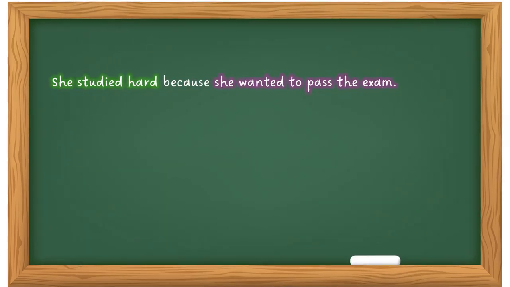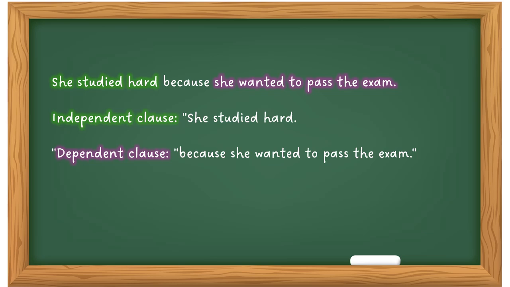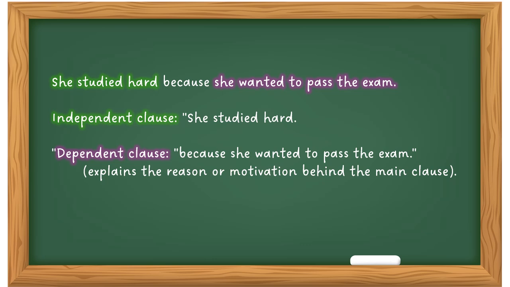She studied hard because she wanted to pass the exam. So you can see in this case, we're using a connecting word to join two different parts. She studied hard, but you can see there, without the second part, she wanted to pass the exam, it doesn't make sense. So the independent clause is she studied hard, because the dependent clause explains why she studied hard or why she wanted to pass the exam. And it explains the reason or the motivation behind the main clause. So it's another good example of a complex sentence.